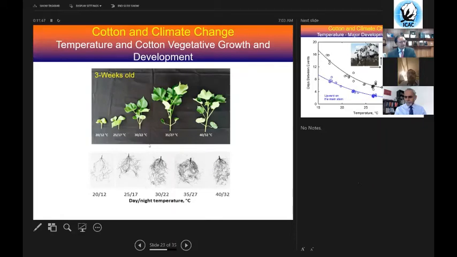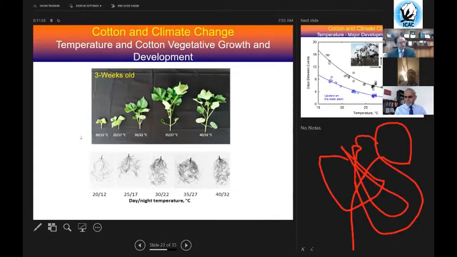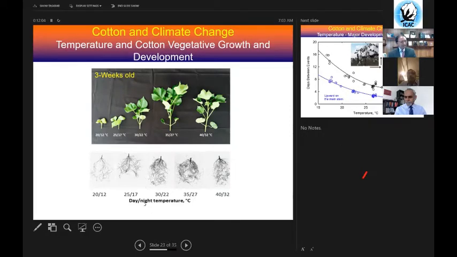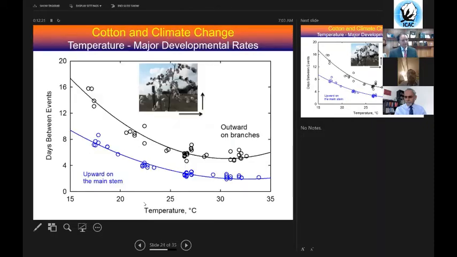Similar to the shoot growth, root growth is also very sensitive to a certain extent. We have been screening some varieties and some other chromosome substitution lines for variability in shoot growth and also variability in root growth to a certain extent. We haven't completely analyzed it. A lot of varieties and a lot of lines are there. It takes a lot of effort to screen those things for low and high temperature tolerance at early seedling growth.